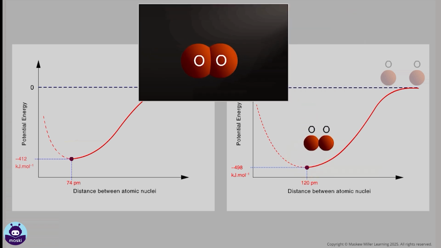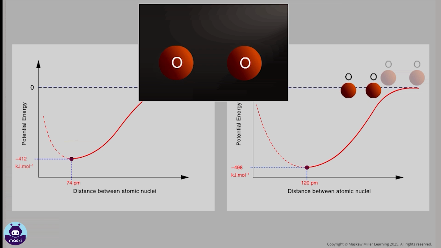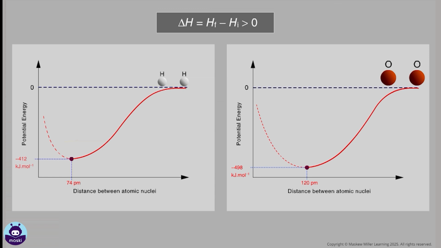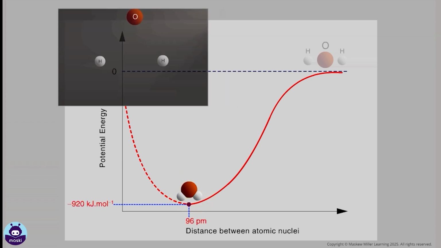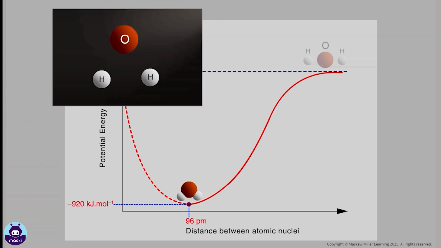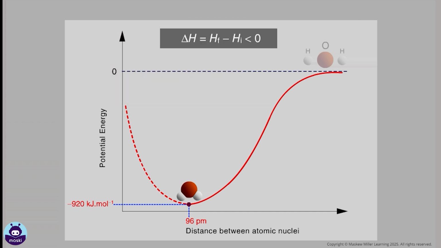Since the system goes from a chemically stable state of lower potential energy to an unstable state of higher potential energy, bond breaking is therefore endothermic. Two atoms of hydrogen now form a bond with an atom of oxygen to give the product H2O. Bond formation releases energy, since the system goes from a chemically unstable state of higher energy to a chemically stable state of lower energy. Bond formation is therefore exothermic.